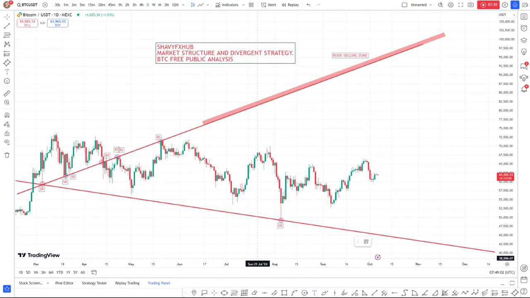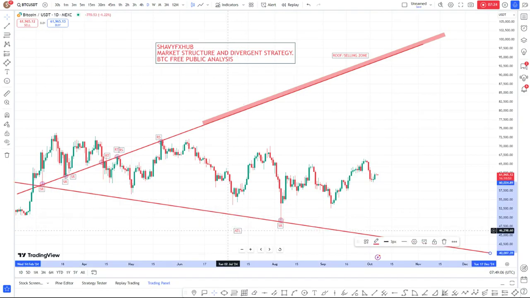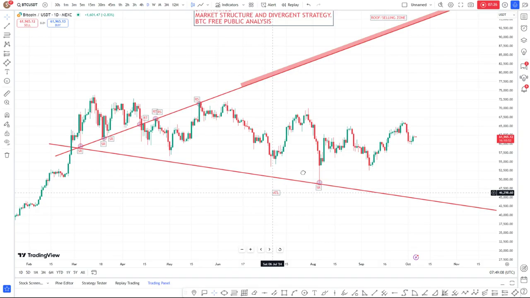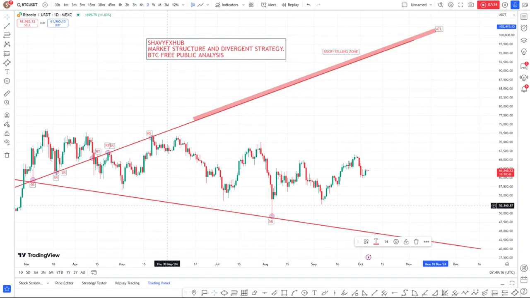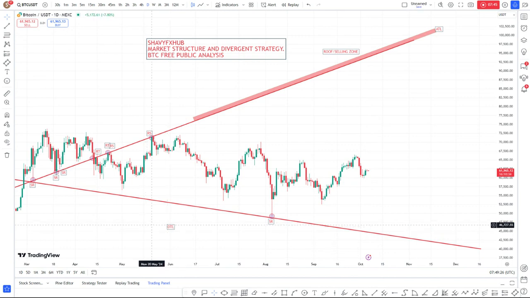And also ATL, ascending trend line. This is an ascending trend line. On the ascending trend line, you look for a sell opportunity. On the descending trend line, you look for a buy opportunity. This is a descending trend line.